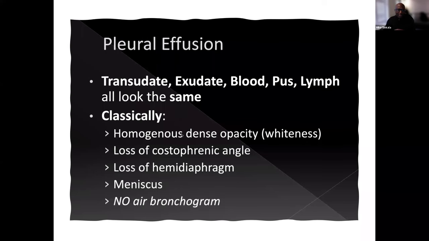Any collection of fluid, which could be blood or pus, can be referred to as an effusion or an empyema. Radiographically, effusions look homogeneous in density. You're going to lose the costophrenic angles, and there will be loss of the hemidiaphragms. You would see a meniscus, which is quite classic for an effusion, and usually there are no air bronchograms.